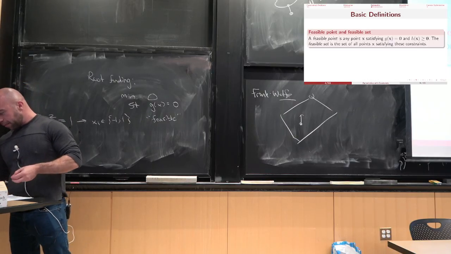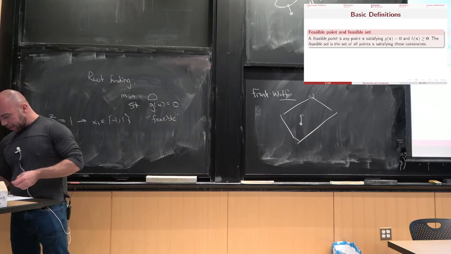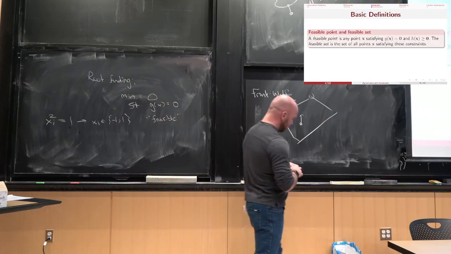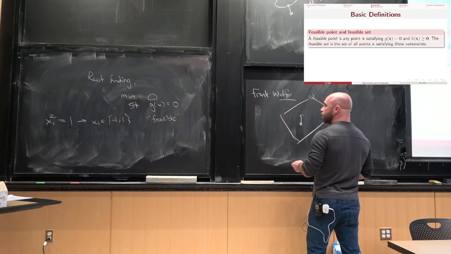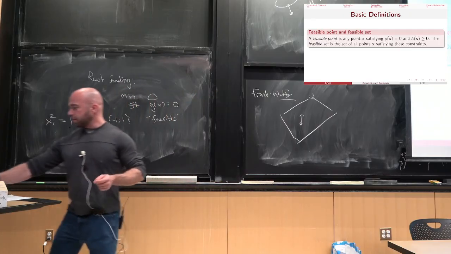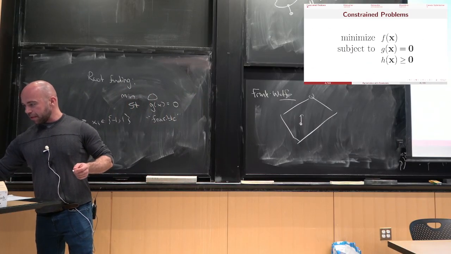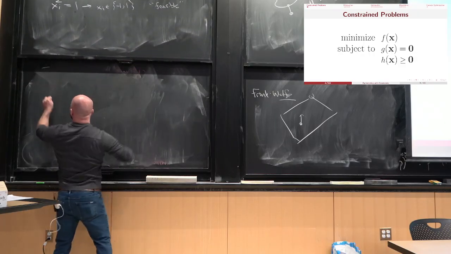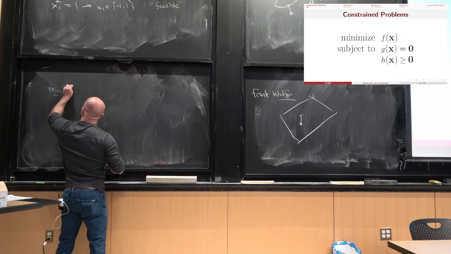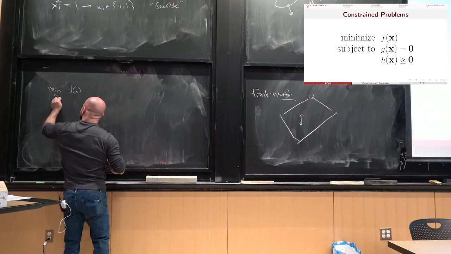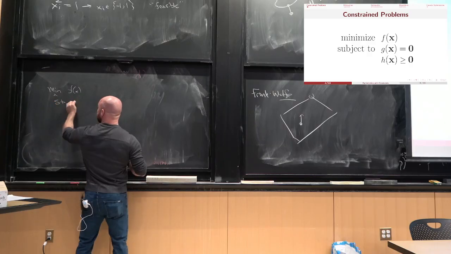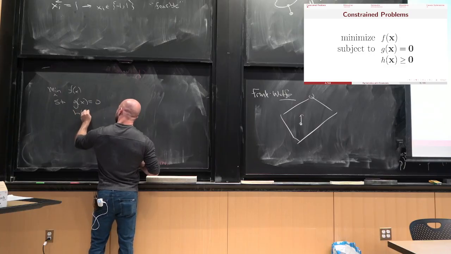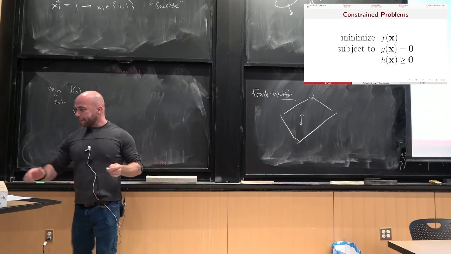Now, a few things to get started. We should have some language we can all agree on when we talk about these problems. I should write our optimization problem on the board. We have minimize over x, f of x, subject to, not such that, g of x equals 0, h of x greater than or equal to 0, like that.